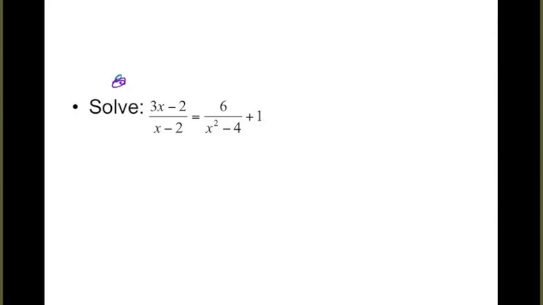To find our least common denominator, we first need to factor the denominator that's there. So that's going to become an x plus 2, x minus 2, which will then be our least common denominator. That covers everything that's there.